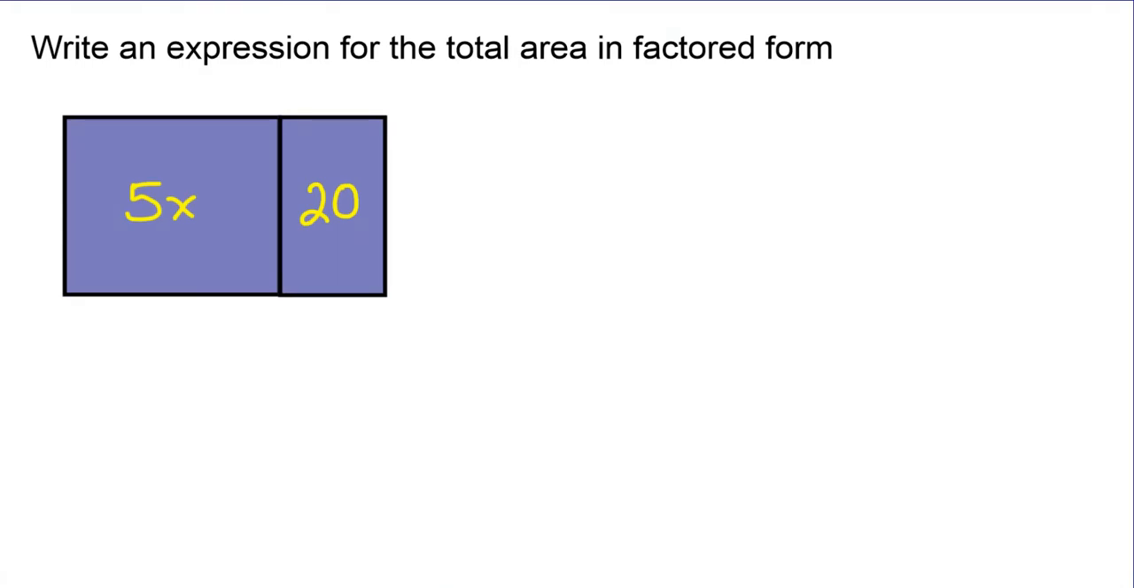So here, write an expression for the total area in factored form. So we've got 2 rectangles combined together to form one larger rectangle, and we're going to express the entire area in factored form. Well, the entire area would be if I added these two together. So that would be 5x plus 20 is the entire area. But now we want to factor that.